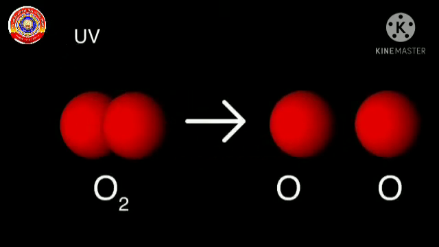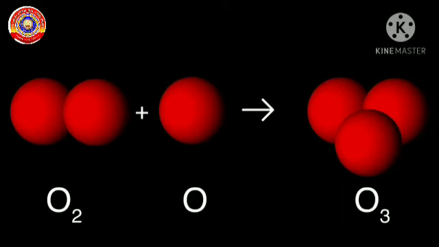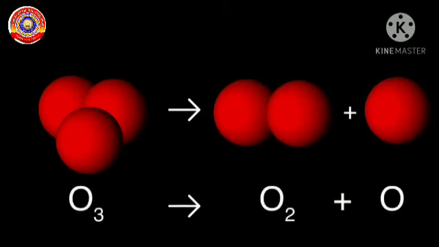Let me tell you once again, by absorbing the ultraviolet rays having high energy, the oxygen molecule splits into oxygen atoms and these oxygen atoms combine with the oxygen molecule present in the atmosphere to form ozone molecule. This ozone absorbs the ultraviolet rays having less energy and splits into oxygen molecule and oxygen atom. As a result, the amount of ozone in the atmosphere remains constant.